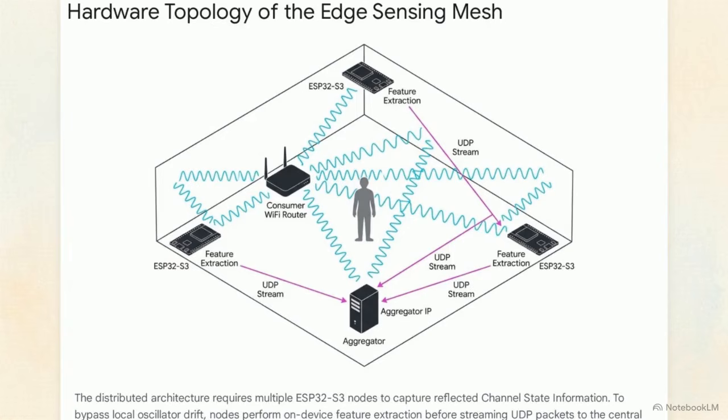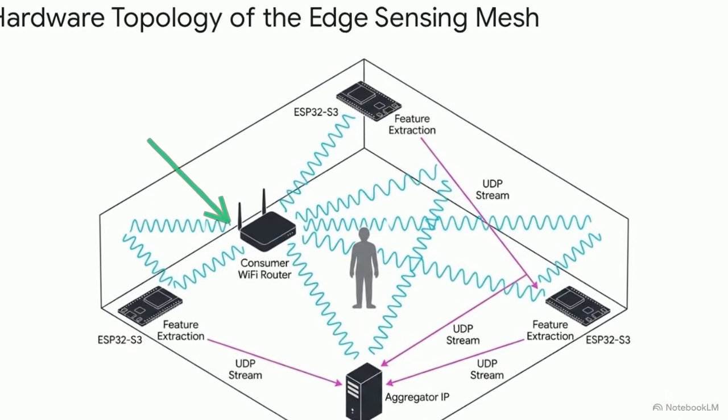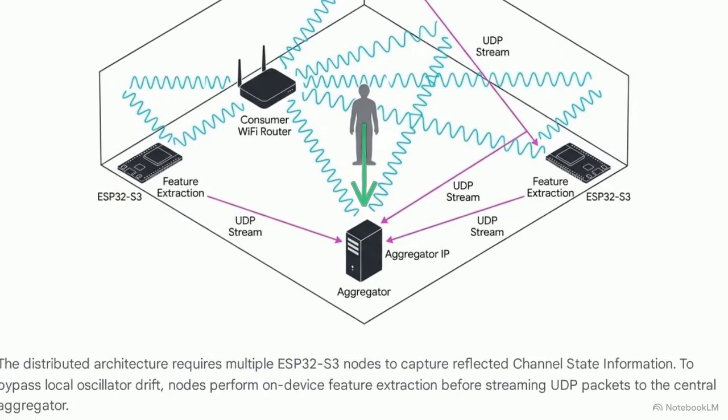This architectural diagram maps data flow across the hardware mesh. The router illuminates the room. Waves bounce off the human subject and are intercepted by independent ESP32 nodes around the perimeter. These nodes then transmit UDP streams to a single central aggregator.